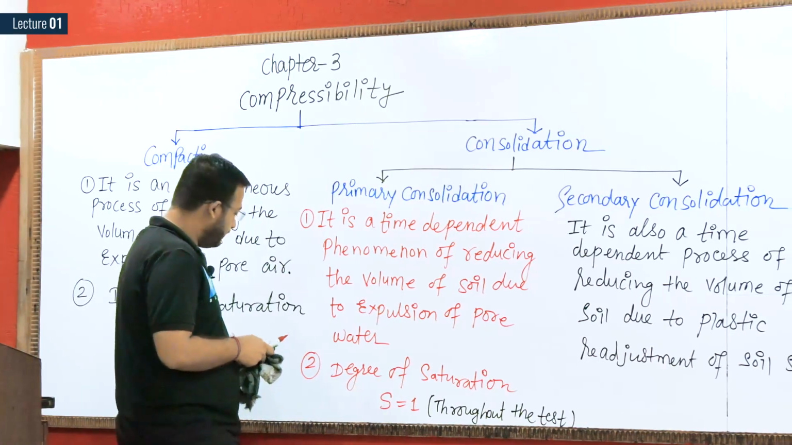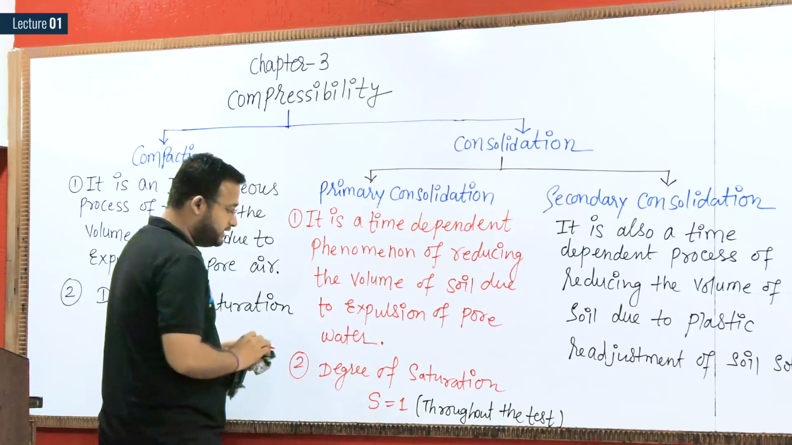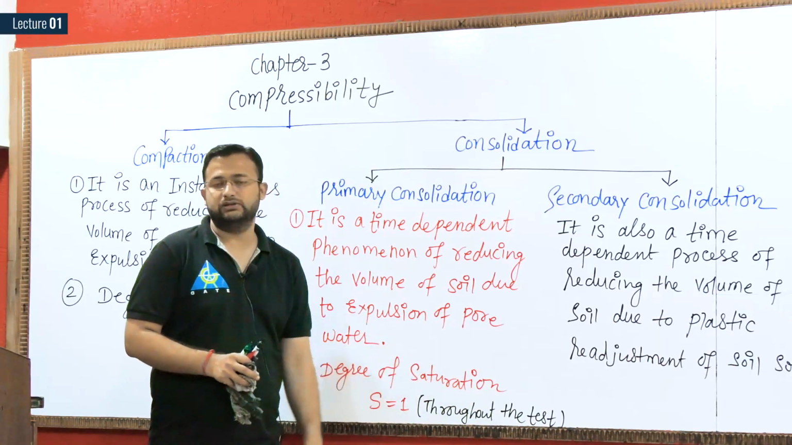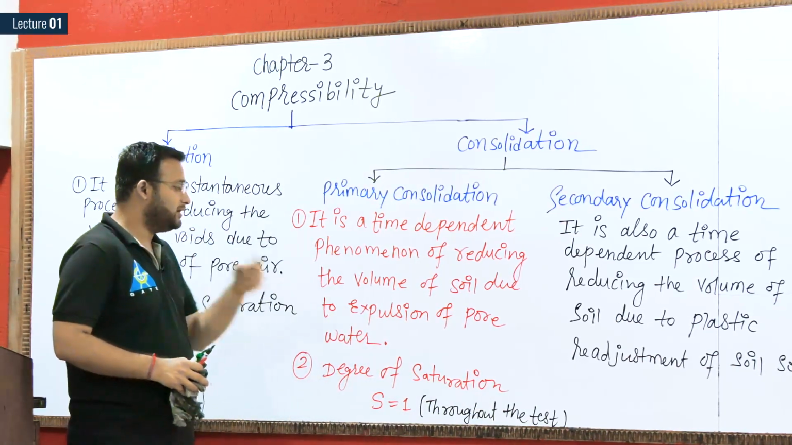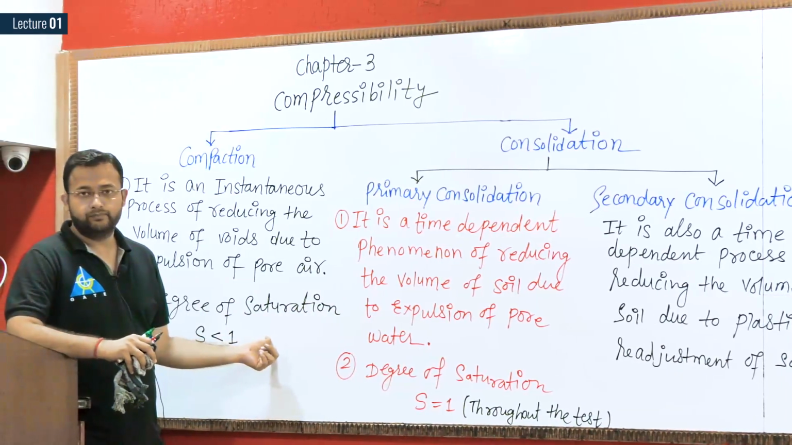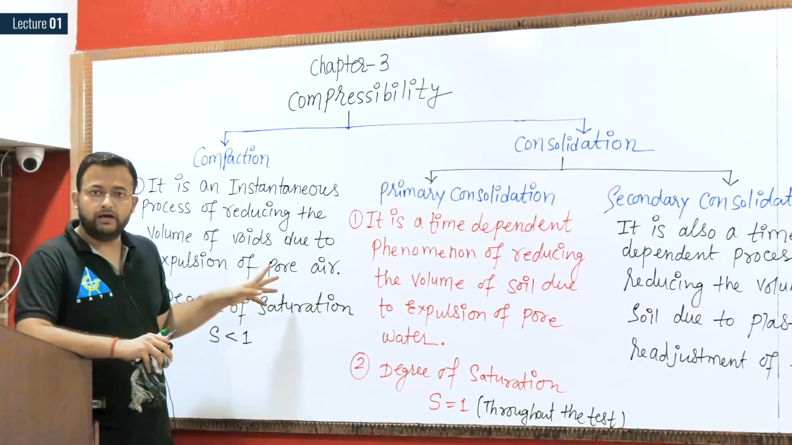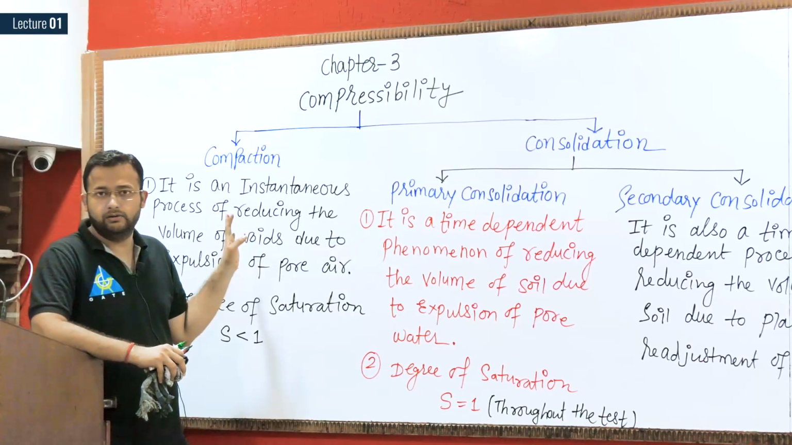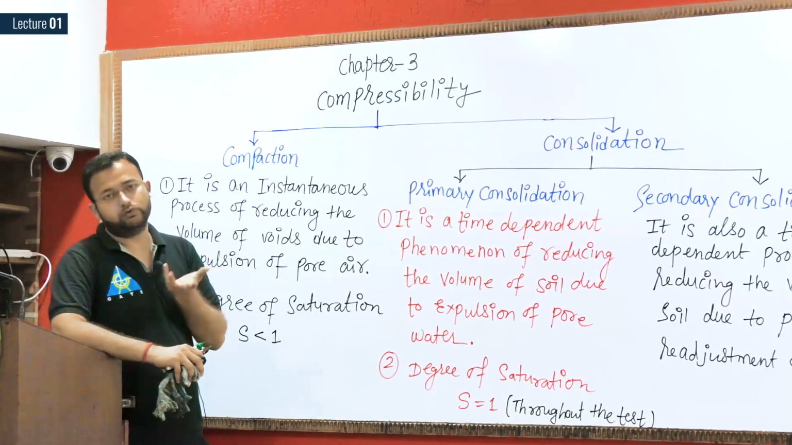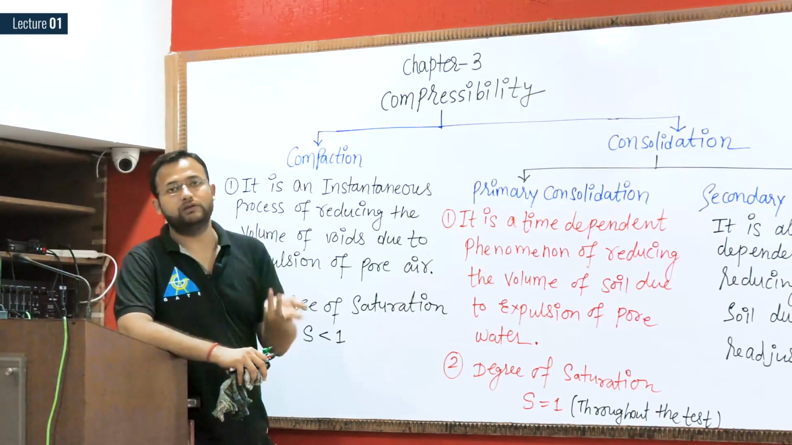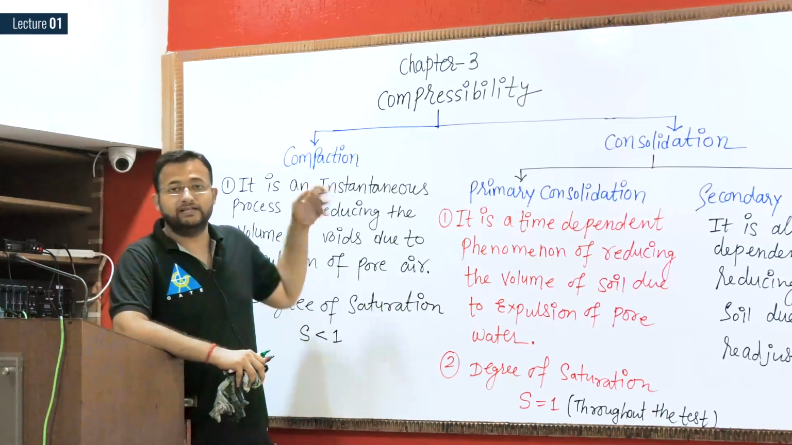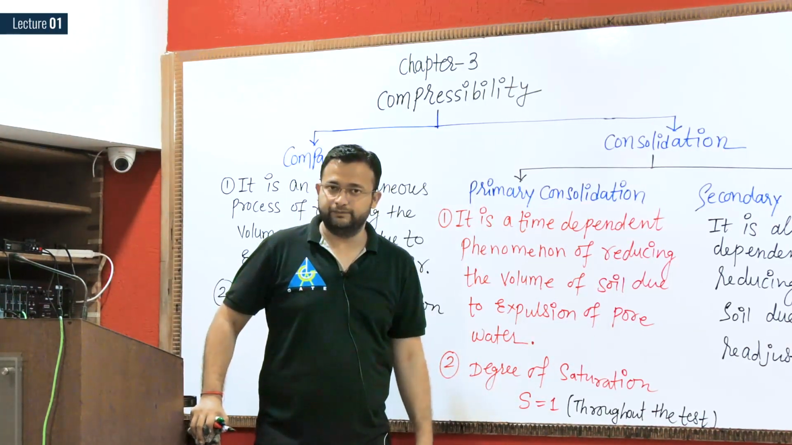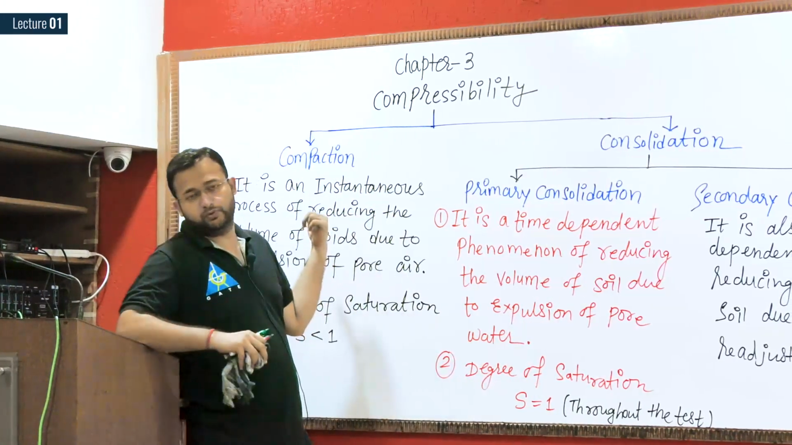Okay, and here the degree of saturation is equal to 1 throughout the test. We will discuss about this later. So you should understand, here we are removing the water, here we are removing the air in the same soil. Once the compaction is completed, complete air is removed. Of course all the voids are filled with water. Now if all the voids are filled with water, because the air is not present, it has been removed in the compaction process, so degree of saturation will be 1 in the primary consolidation process. It is time dependent, and compaction is an instantaneous process.